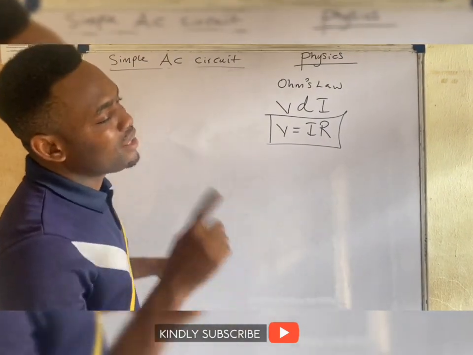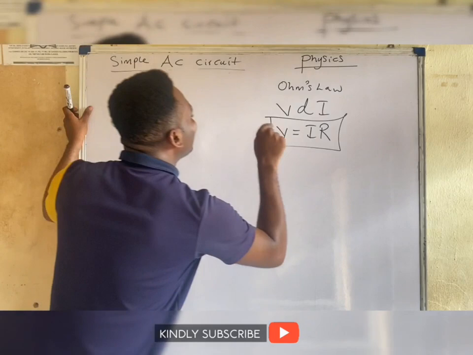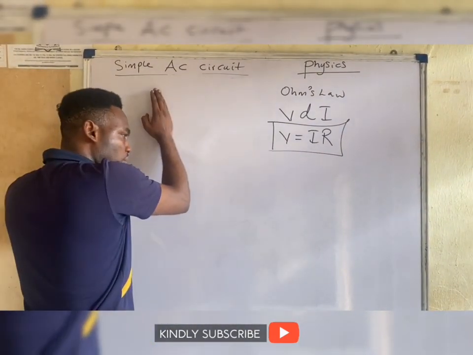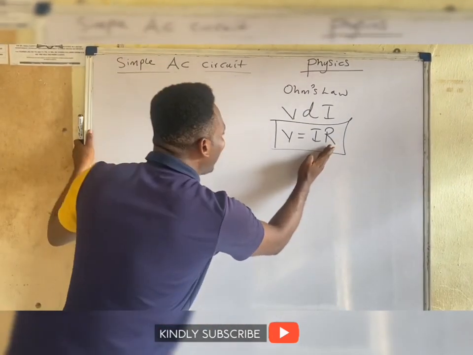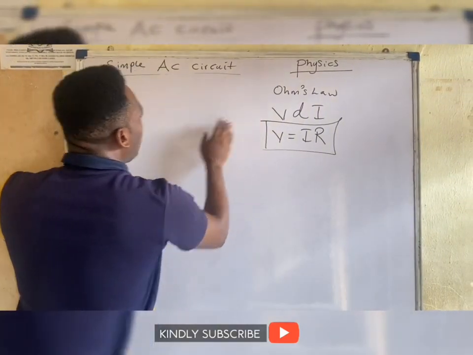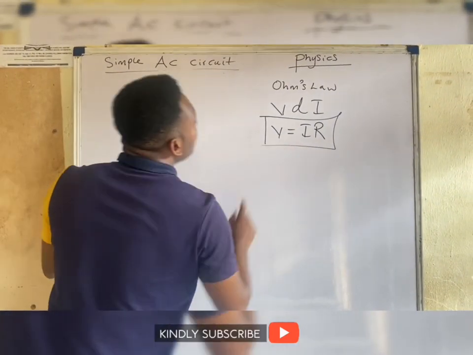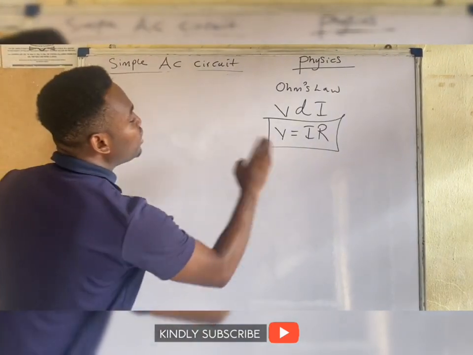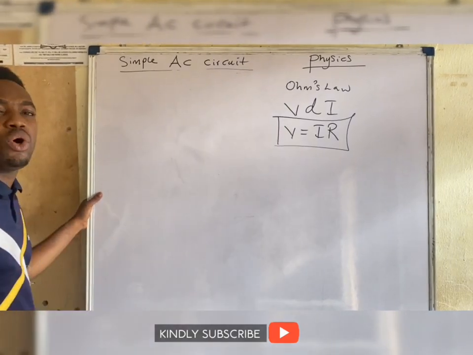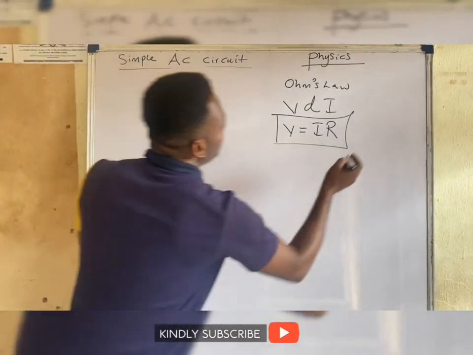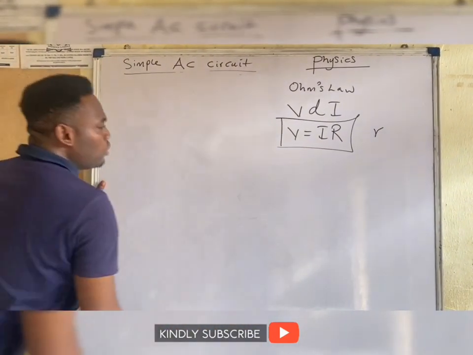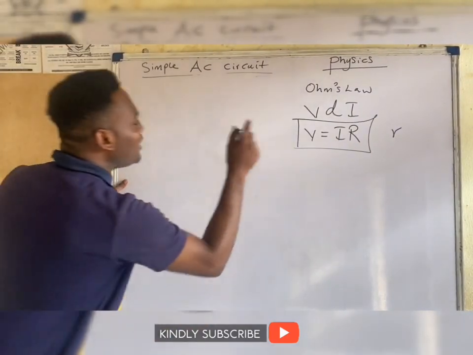Class, it is important to state that Ohm's law is also applicable to AC, but the resistances we use in AC are different. Remember, in DC we only make use of the external resistor. The other resistance we normally encounter is called the internal resistance, which is written with a small letter r. But for AC, we have certain resistances.